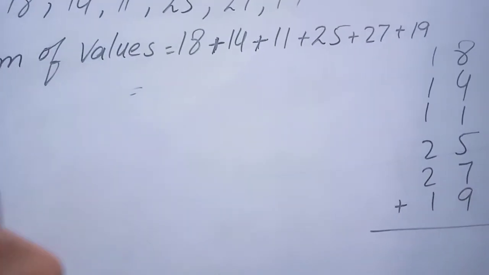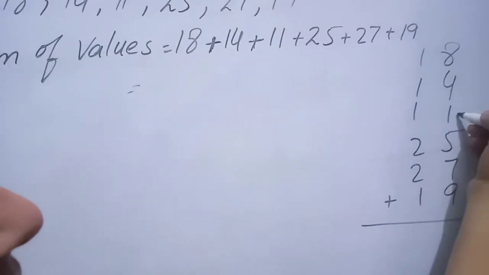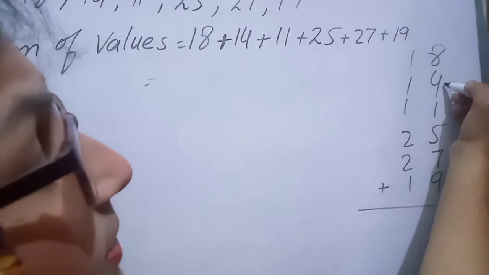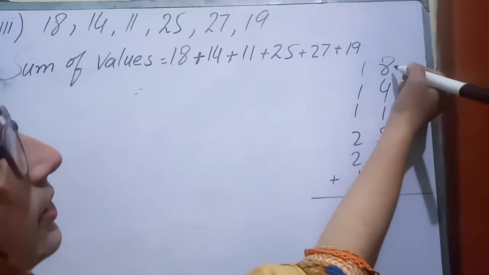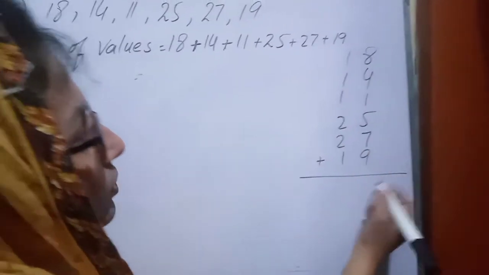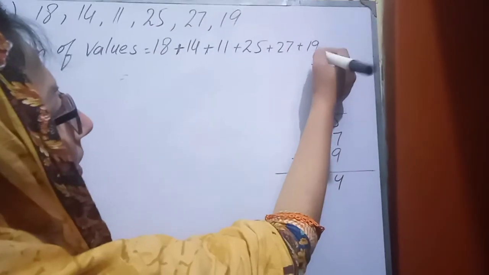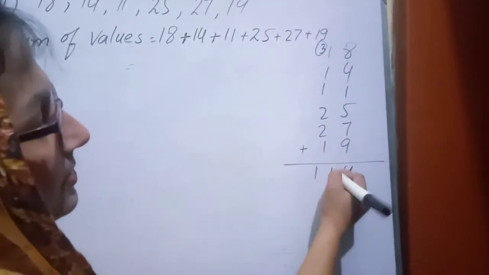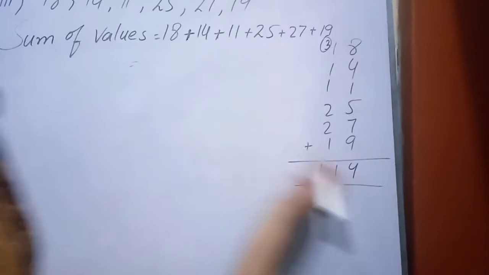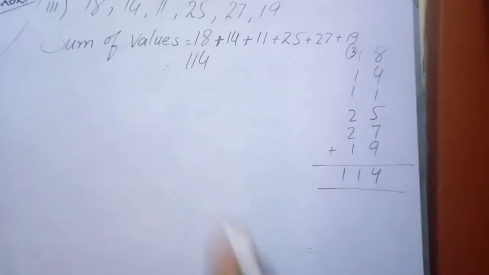9 plus 7 is 16, plus 5 is 21, plus 1 is 22, 22 plus 4 is 26, 26 plus 4 is 30, 30 plus 4 is 34. So 3 is carry. 3 plus 3 is 6, 7, 8, 9, 10 and 11. The answer is 114. So the sum of values is 114.